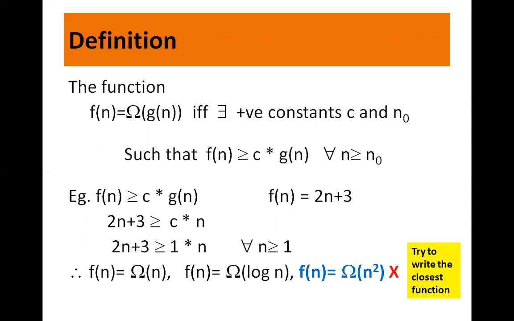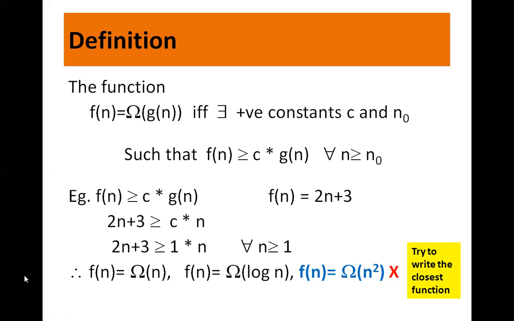So let us look at the definition of big omega. Here the input function f of n is omega of g of n if and only if there exist positive constants c and n0 such that f of n is greater than or equal to c into g of n for all n greater than or equal to n0, right? So what is the difference here? It is exactly the same as what we wrote for big O, only the symbol is different. Here f of n is greater than or equal to c into g of n, whereas in big O notation, f of n was less than or equal to c into g of n.